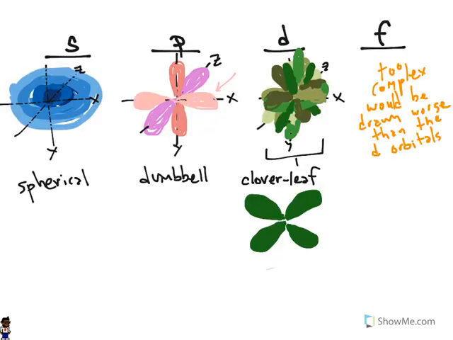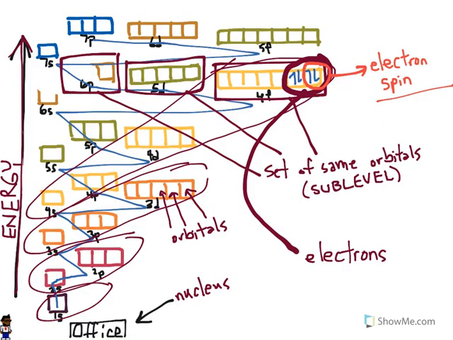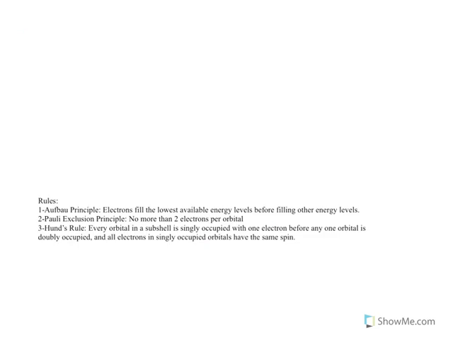Now, when we look at the f orbitals, they're even more complex. I'm not even going to draw them. But another note for you to remember is that for the s orbitals, there's only one type in every energy level. For any energy level that has p orbitals, there are 3 different p orbitals. For any energy level that has d orbitals, there are 5 different d orbitals. And for any energy level that has f orbitals, there are 7 f orbitals in an energy level.